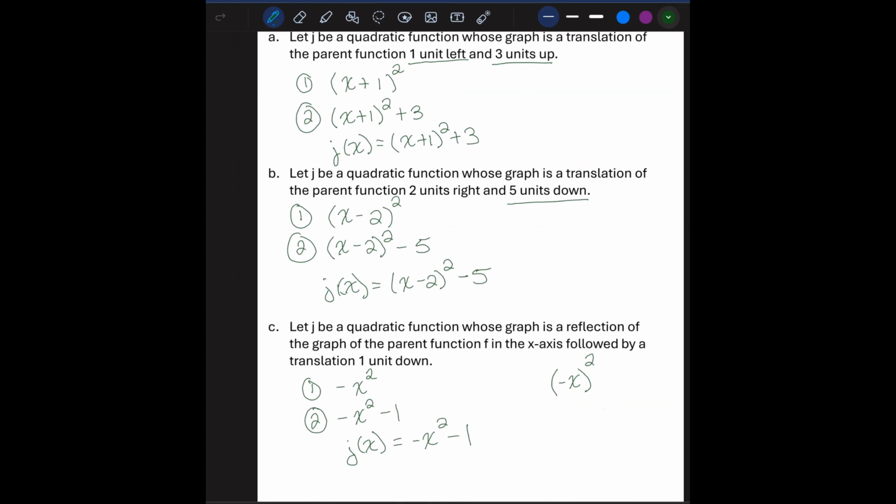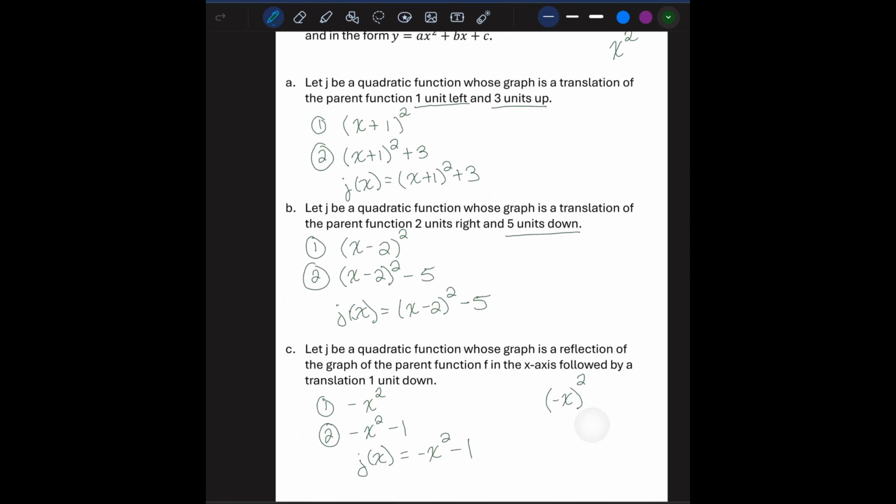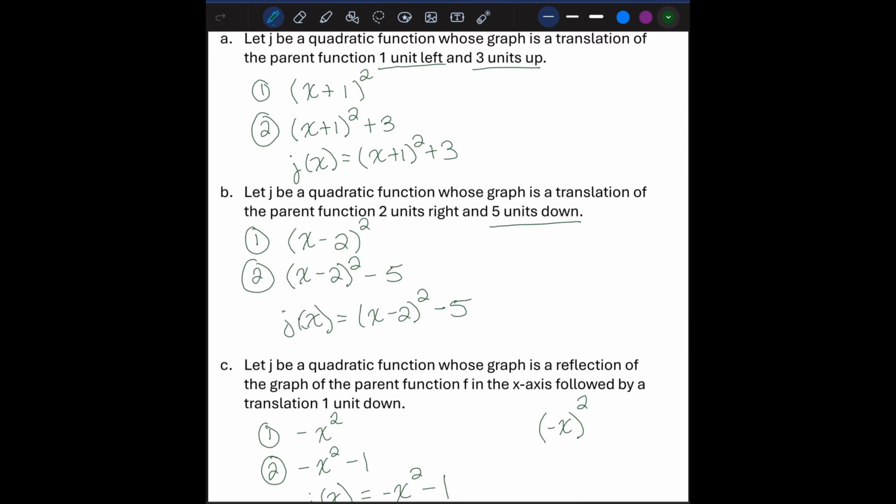Now it did tell us to write all of these in the form ax squared plus bx plus c, so let's go ahead and do that. I have my x plus 1 squared, so x plus 1 times x plus 1. So we have x times x is x squared, x times 1 is x, 1 times x is x, and 1 times 1 is 1, and then we still have that plus 3. And then I'm going to go ahead and put my notation in the front and combine my like terms. So I have x squared, 1x, and 1x makes 2x, and then 1 plus 3 is 4.